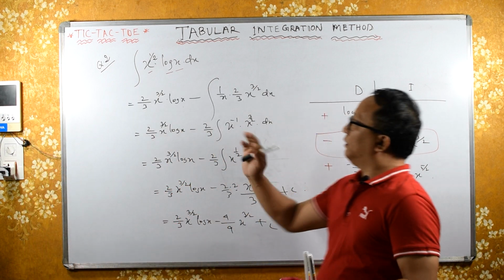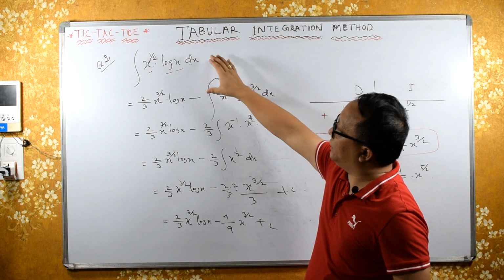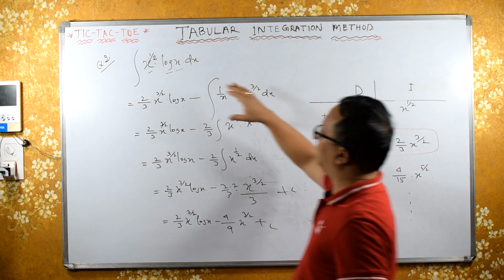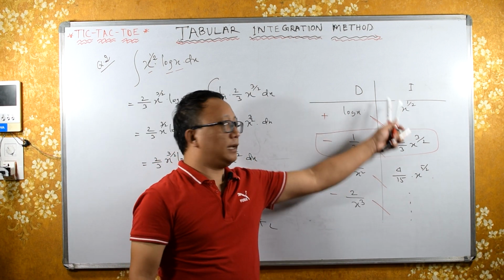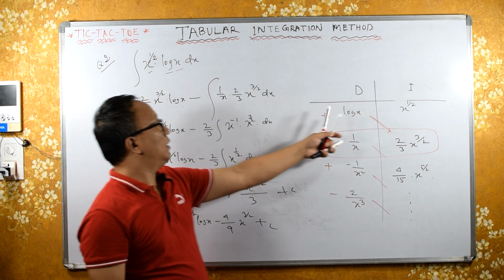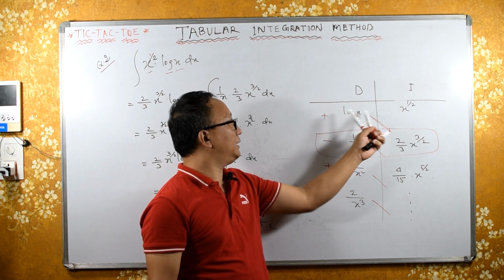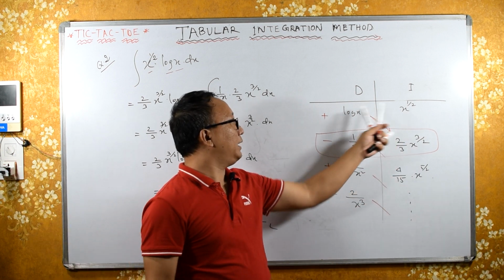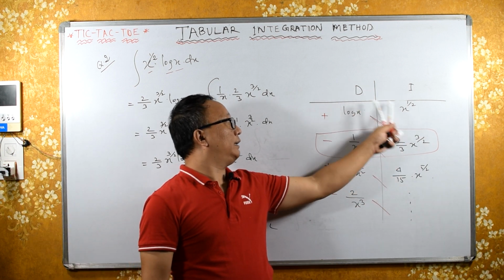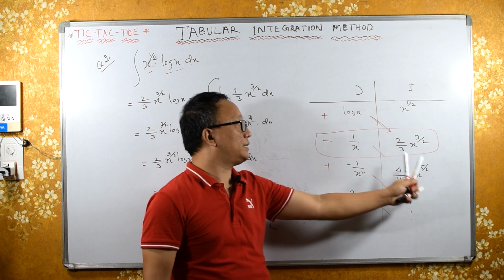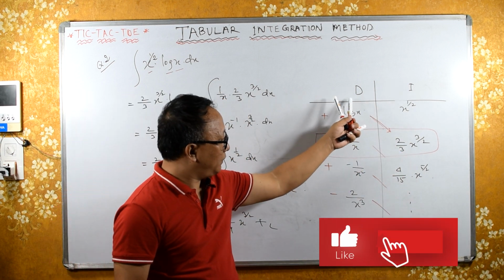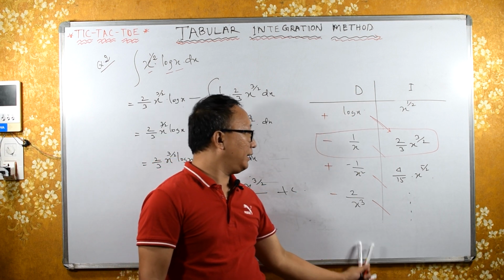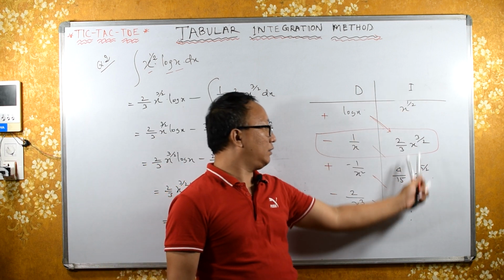Now for this tabular integral, in this particular question, what we should understand first is which term you have to choose for the D and I columns. Why am I choosing log x in the D column? Because if I keep log x in the I column and integrate it, it will be very lengthy. That's why I put log x on this side and x raised to half on this side. Now if you differentiate log x, again you get 1 by x, and here you cannot get 0. Similarly, the integration also keeps on going.